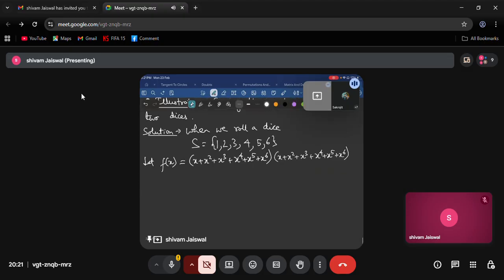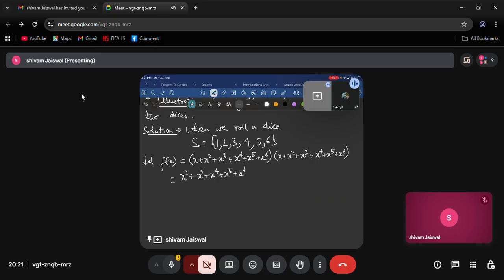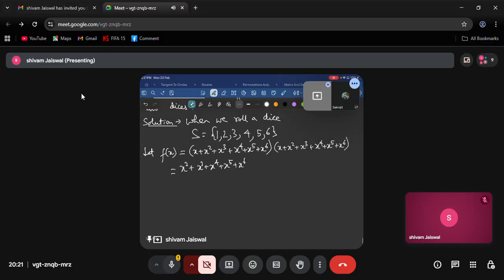So when you multiply these two expressions, what are you getting? You are going to get x square plus x cube plus x power 4 plus x power 5 plus x power 6. Then you are going to get x cube plus x power 4 plus x power 5 plus x power 6 plus x power 7, plus x power 8.